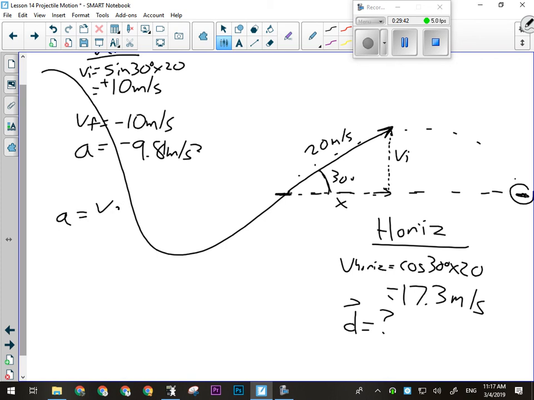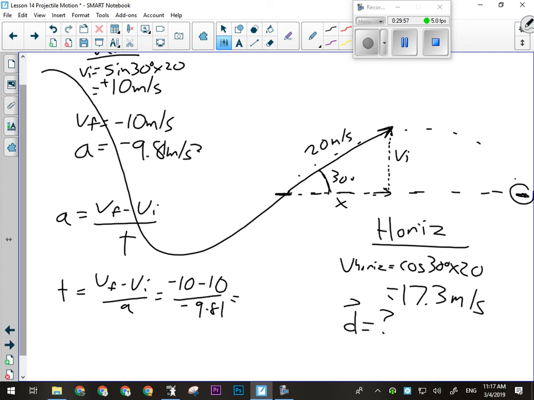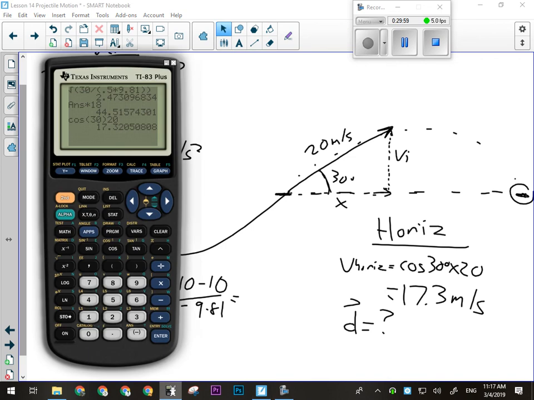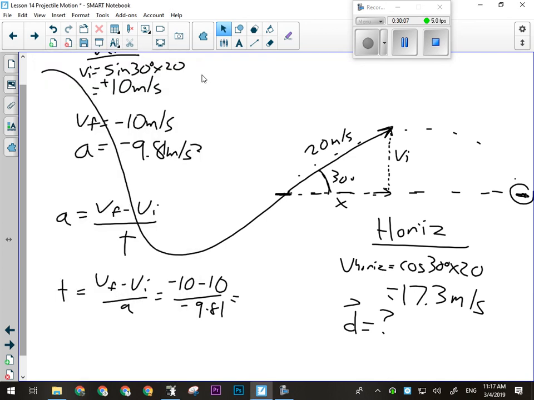I go back and I use my good old Science 10 acceleration formula and I solve for t. So I'm going to have t equals VF minus VI over A. So that's going to be negative 10 minus 10 over negative 9.81. So we're going to have negative 20 divided by negative 9.81. This guy's in the air for 2.04 seconds.